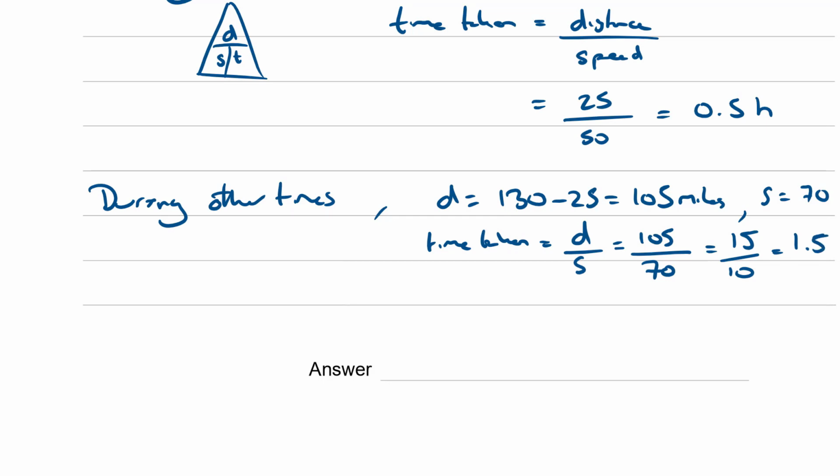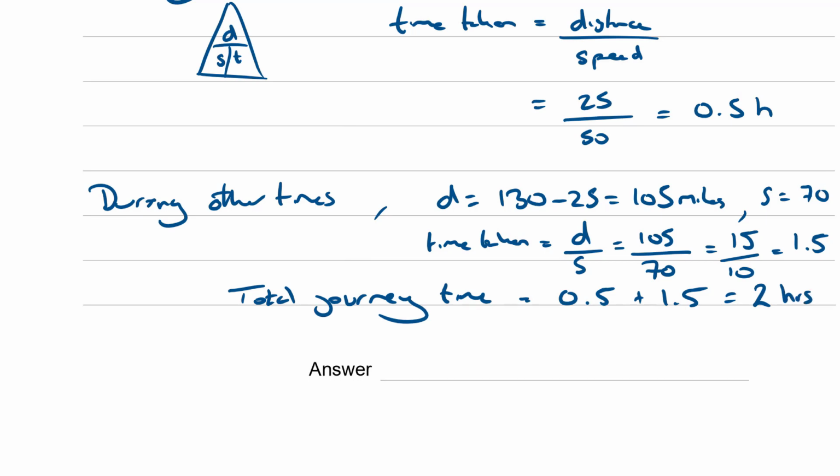So then the total journey time is going to be those 2 times added together, equals my 0.5 plus my 1.5, giving a total journey time of 2 hours. Okay, done.